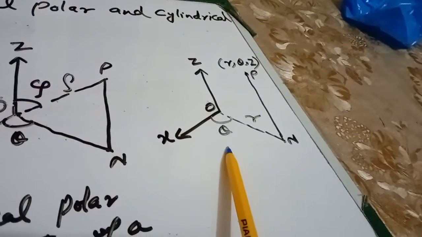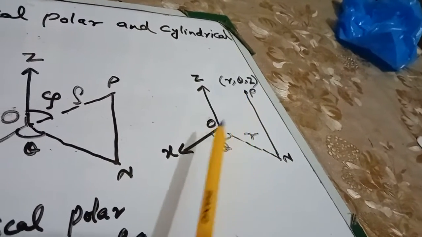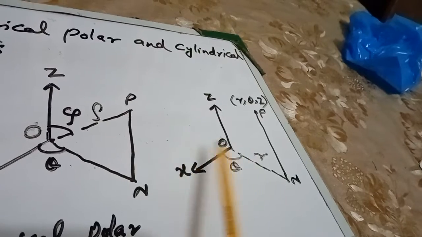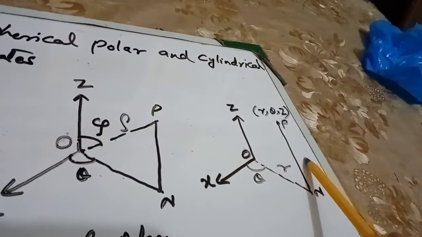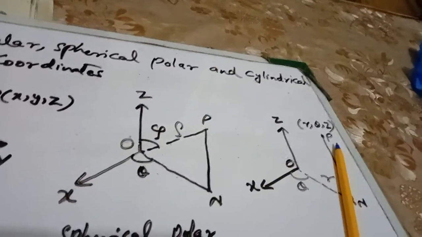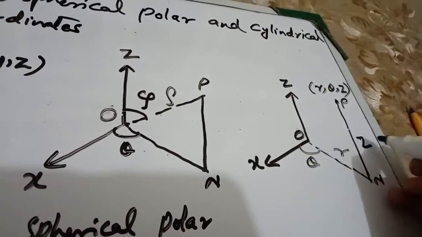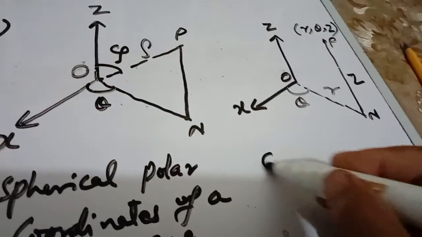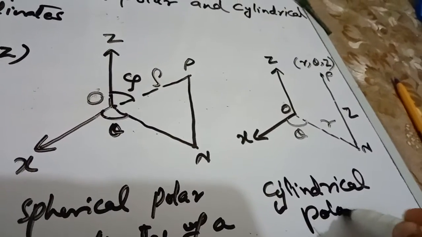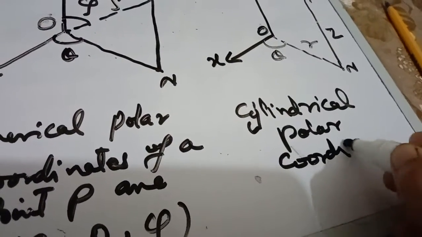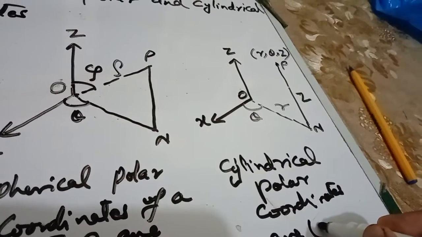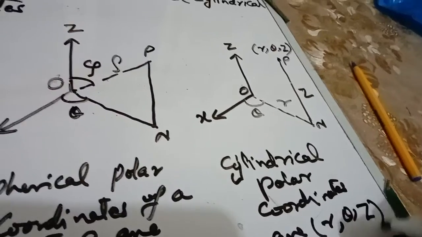Now these are cylindrical polar coordinates of point P. Here this angle is theta, this length ON is R, and this length is Z. So this length is Z, and cylindrical polar coordinates are R, theta and Z.